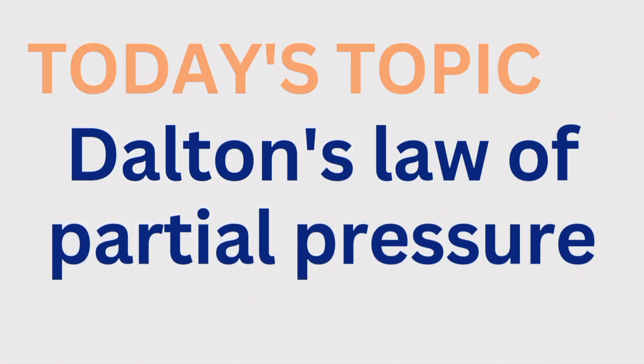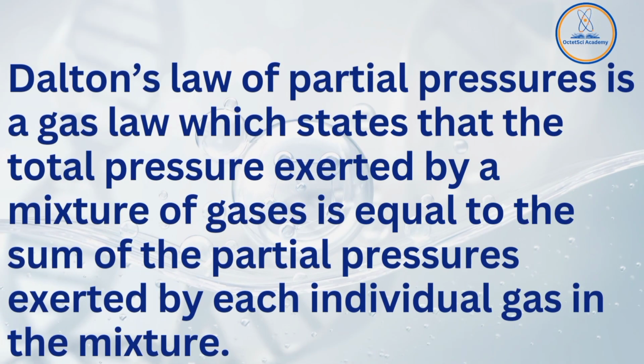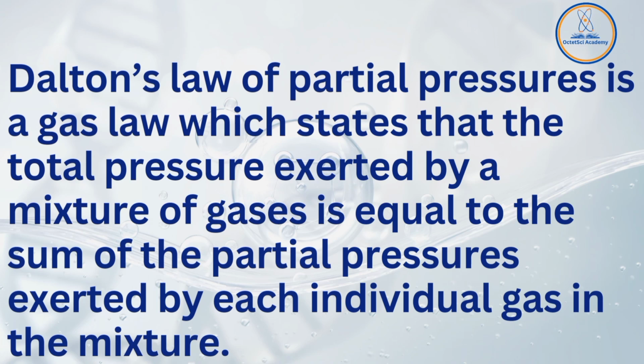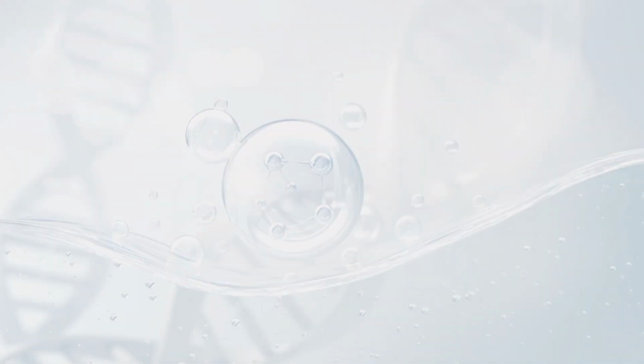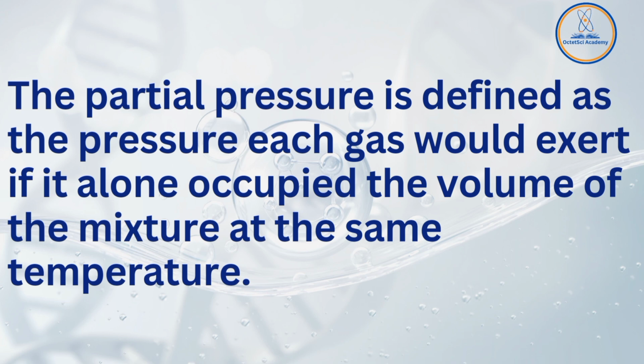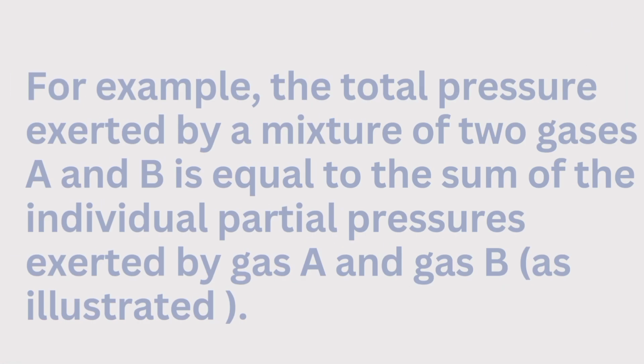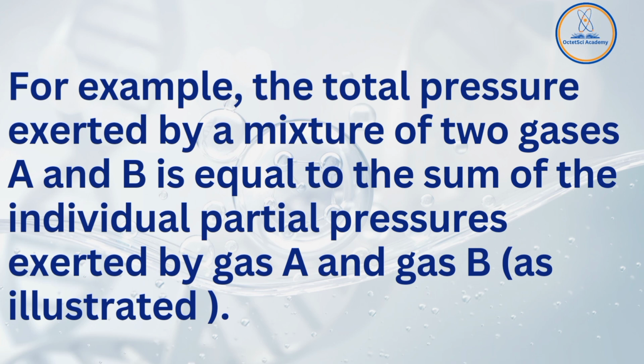So the law states that the total pressure exerted by a mixture of gases is equal to the sum of their partial pressure exerted by each individual gas in the mixture. The partial pressure is the pressure that each gas will occupy when on its own in the mixture at the same temperature and pressure. So for example, the total pressure exerted by a mixture of two gases A and B is equal to the sum of the individual pressure. This can be illustrated as seen in the next slide.